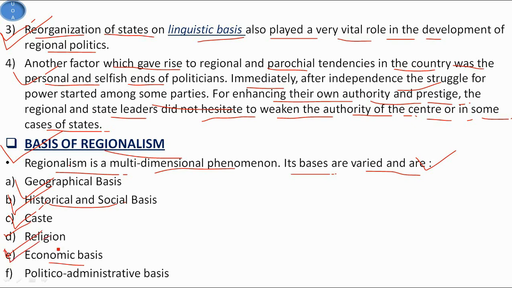Now we see the fifth factor, that is the economic basis. So economic factor is the crux of regional politics. India is a developing country. The resources are limited while the demand for resources for the development of various regions is unlimited or disproportionate to resources. Economic policies have led to regional imbalance and wide economic disparities among various regions, resulting in discontentment among them.